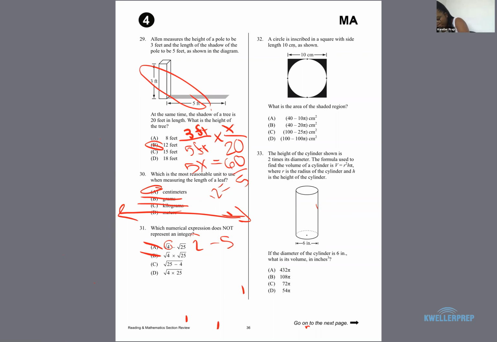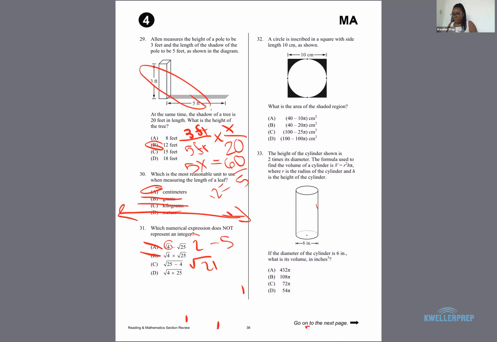Now for C. Now remember, when you're given a subtraction problem underneath the square root, you can't just say root 25 minus root 4. You can't do that. You have to simplify what's under the square root sign first. So 25 minus 4 gives you 21.